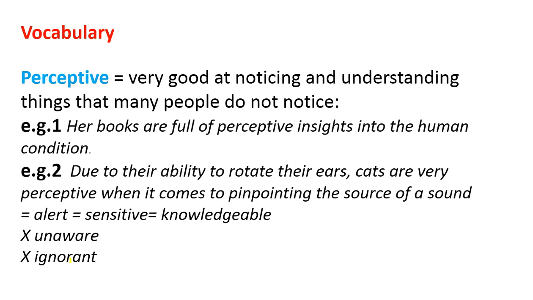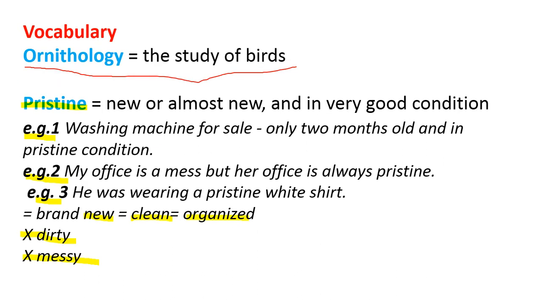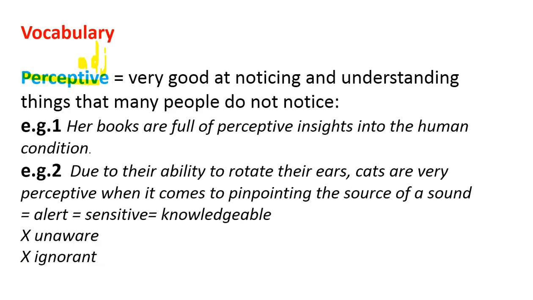Perceptive. Perceptive means very good at noticing and understanding. Perceptive is an adjective, and pristine too is an adjective. Ornithology is a noun. Perceptive is an adjective too. Very good at noticing and understanding things that many people do not notice. So you can observe things very fast. Just write the word perceptive, and write one or two of the examples.